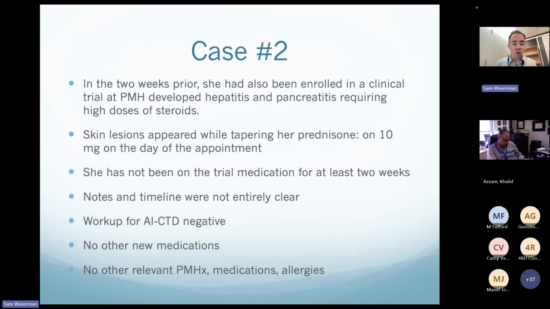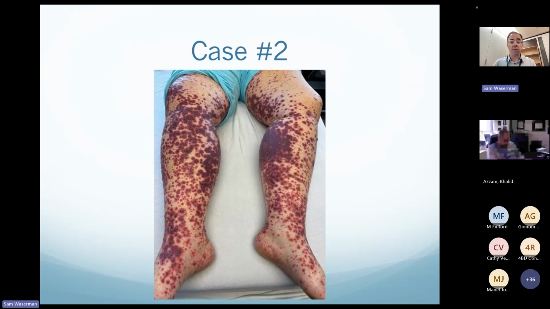I should also mention she was seen in hospital by internal medicine, who consulted ID as well, in the context of her MSSA bacteremia, and she got a top of the line workup where they worked her up for everything under the sun. Importantly, one should mention that the workup for autoimmune connective tissue disease was negative. She wasn't on any other medications. There's all sorts of complications with regard to her malignancy, but nothing relevant to this. No other medications or allergies.